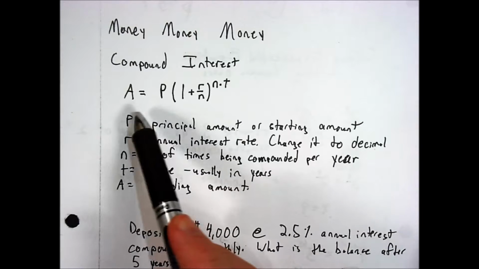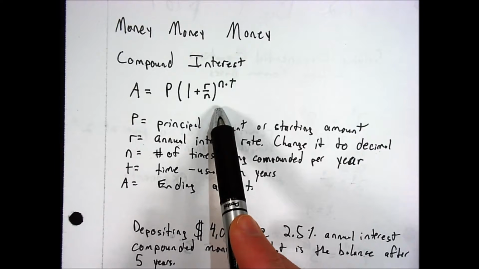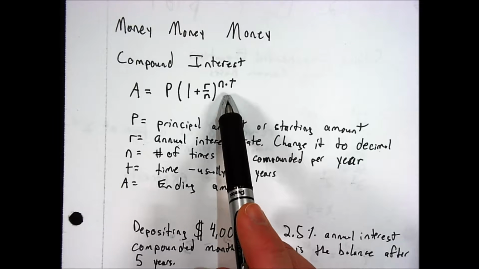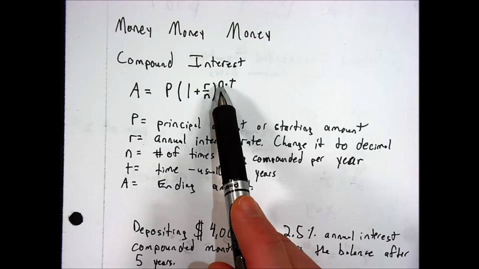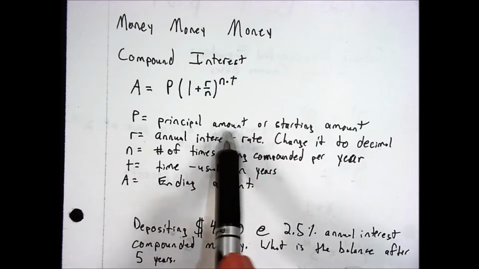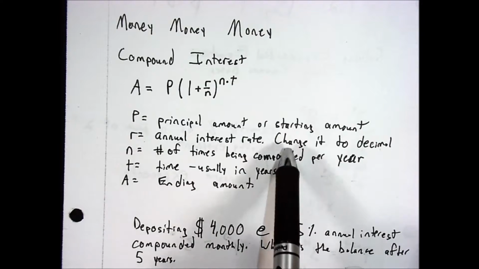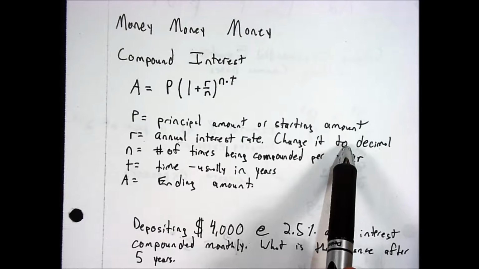Alright, so A equals P times parentheses 1 plus R over N, parentheses, to the N times T. Both of those are up there in the exponent, N times T. P is our principal amount, or starting amount. R is our annual interest rate. You need to change that to a decimal, right? They're going to give that to you as a percent. It's going to be 4% or something like that.